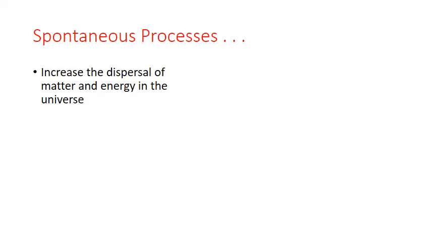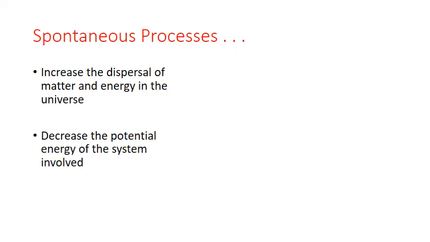In a previous PowerPoint, we said that processes that are spontaneous, meaning they occur on their own, increase the dispersal of the matter and energy in the universe. We then defined entropy as a measure of this dispersal. There is a second way of determining spontaneity of a chemical process that does not involve trying to assess the entropy changes of the entire universe. Changes are also spontaneous when the potential energy of the system involved decreases.